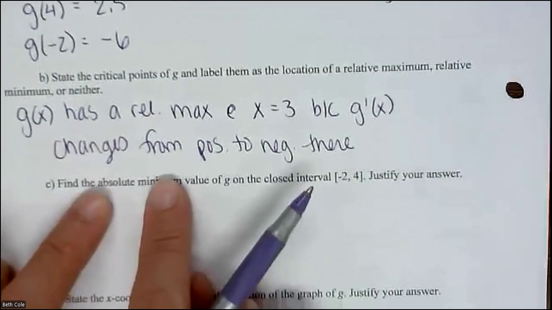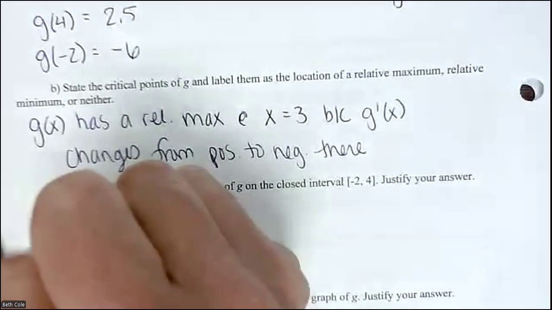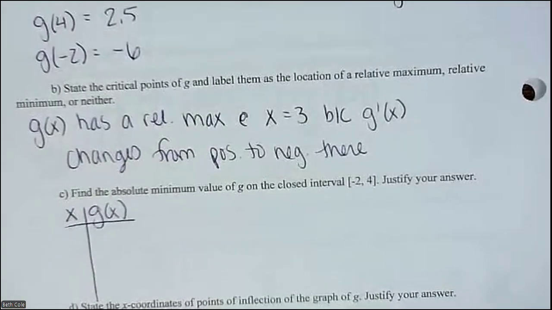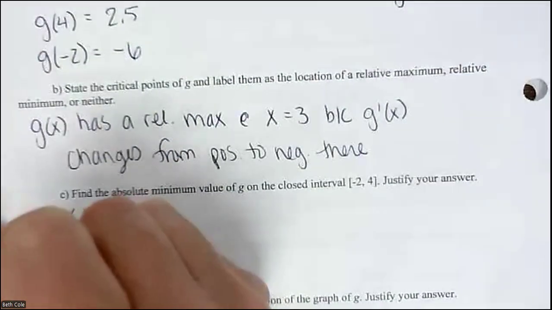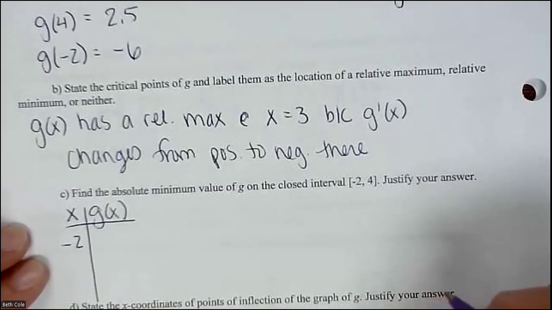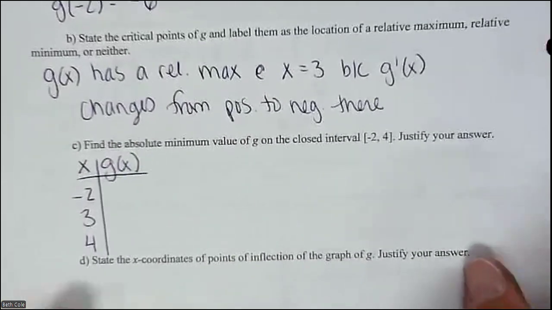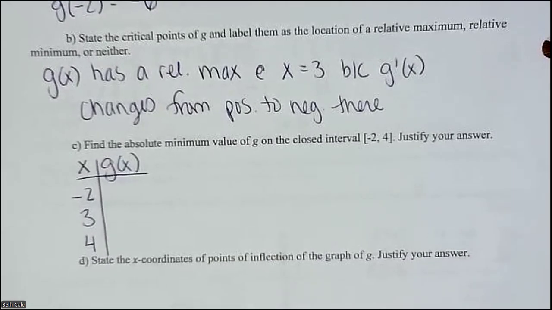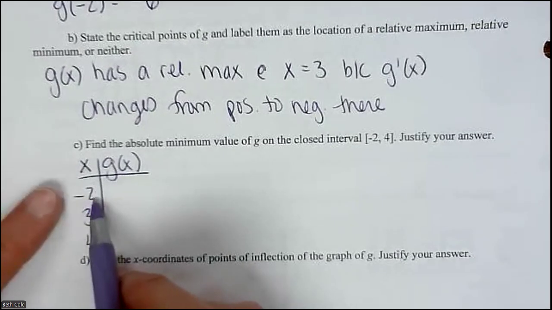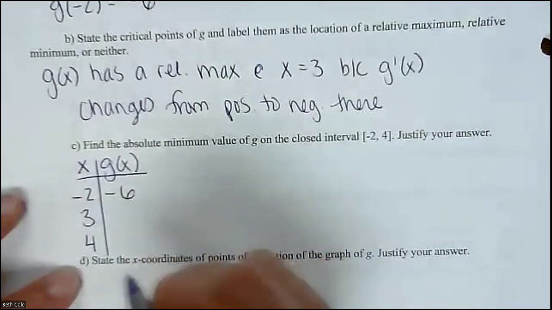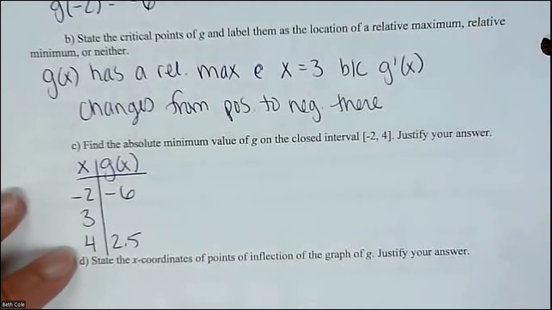All right, absolute. How do we do that? Candidates test. Endpoints and critical points. Your endpoints are -2 and 4. Critical point is 3. I have good news. We already did 2 of those. They like to do this a lot. Reuse something that you already found in a previous part of the problem. It's one of the very few nice things that they do. What was -2? Because we found that back in part A. Yeah, that's -6, and then 4 is 2.5. Isn't that nice of them? We got to celebrate that they did one nice thing.